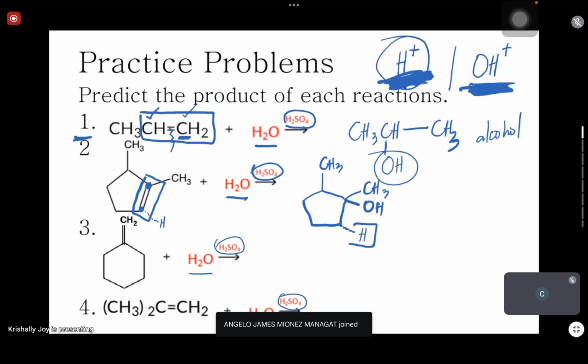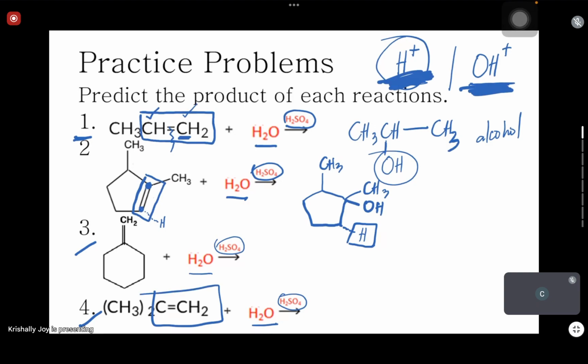Okay? Sige, you do the same sa number 3 and 4. I-compare niyo, saan yung mas maraming hydrogen between the two carbon? Doon mapupunta yung H, then sa kabila naman, OH. So that's all about hydration, class.